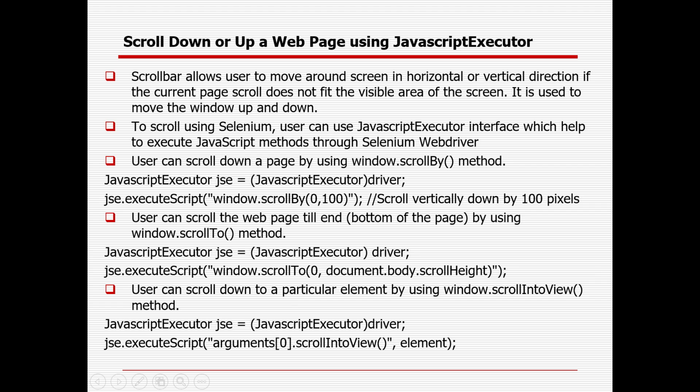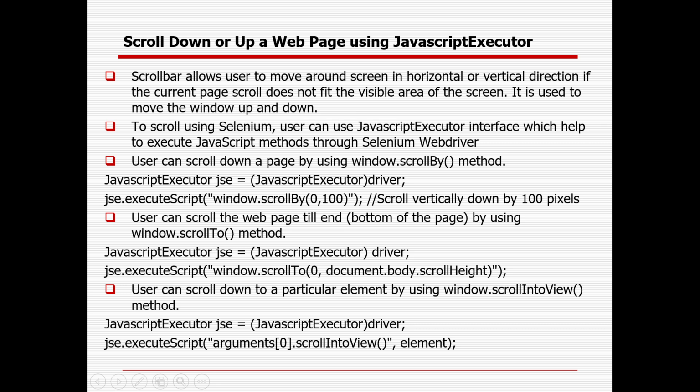First, we need to create the object or instance for the JavaScript Executor. As it is an interface, we cannot directly create the object or instance. We need to typecast the driver object instance. After that, with the help of that JavaScript Executor instance, we can call the executeScript method, where we pass the argument window.scrollBy with the x-axis value and y-axis value.